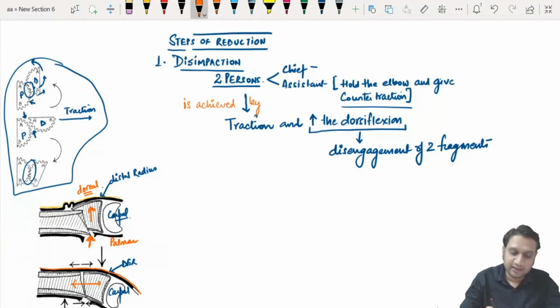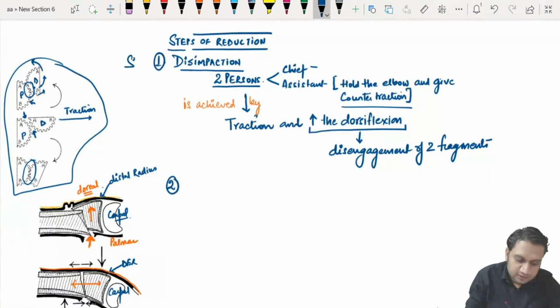Okay, so disengagement done. If I mention step 2 now, what is done in step 2? This is step 1 and that is now step 2. What have we done? We have achieved the reduction.